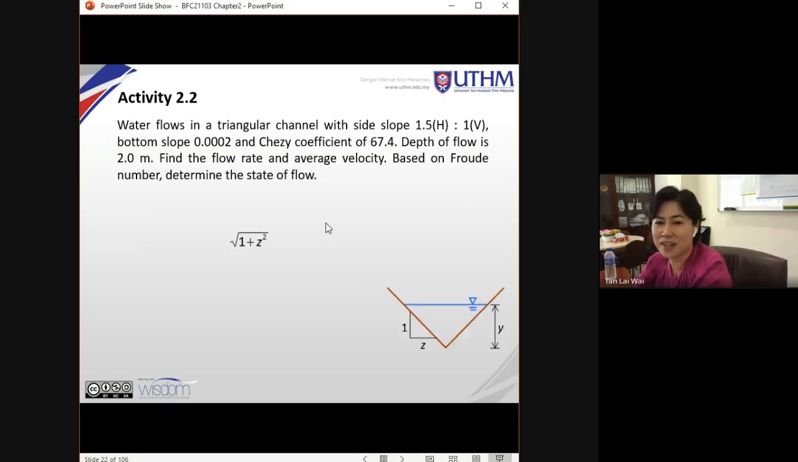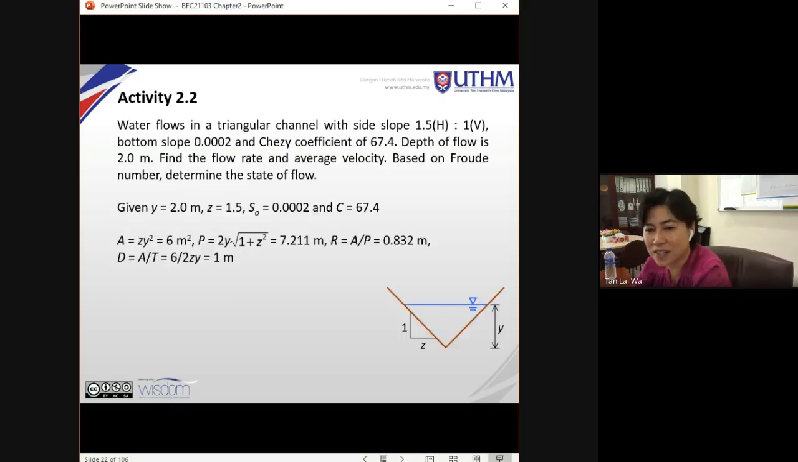Let's look at another activity. This involves a triangular section. So now, this is straightforward.